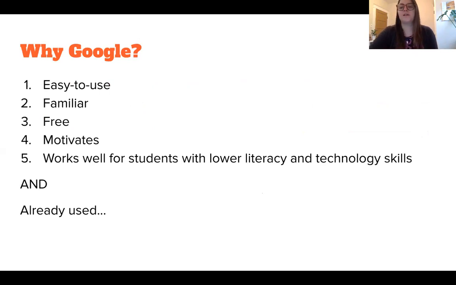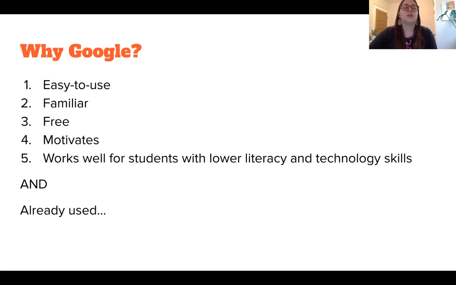So why Google? Okay, one, it's easy to use. Despite Google's flaws, it is very user-friendly. It's familiar, whether we like it or not. And I think if we had a room that we were all in and I had you do a show of hands, I'm pretty sure most of us have used Google today. Maybe not today, this week. It's free. There's no membership. It's unlimited. I didn't put unlimited up here, but it's free, unlimited. It can be used as much as possible. It motivates students. Students like using Google because they know it. And it works well for students with lower literacy and technology skills.